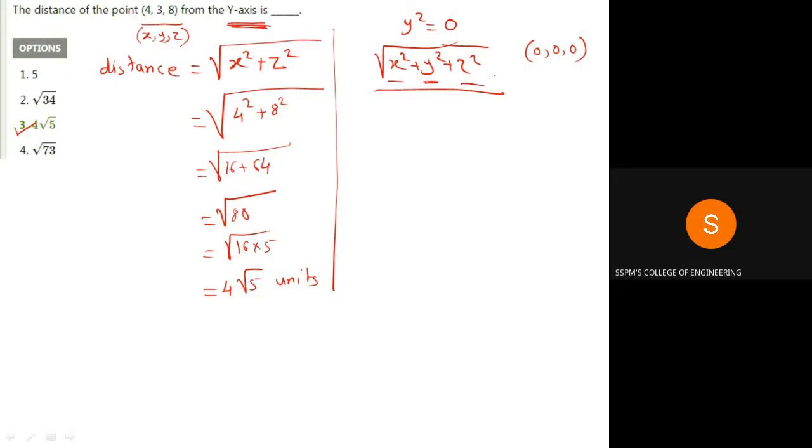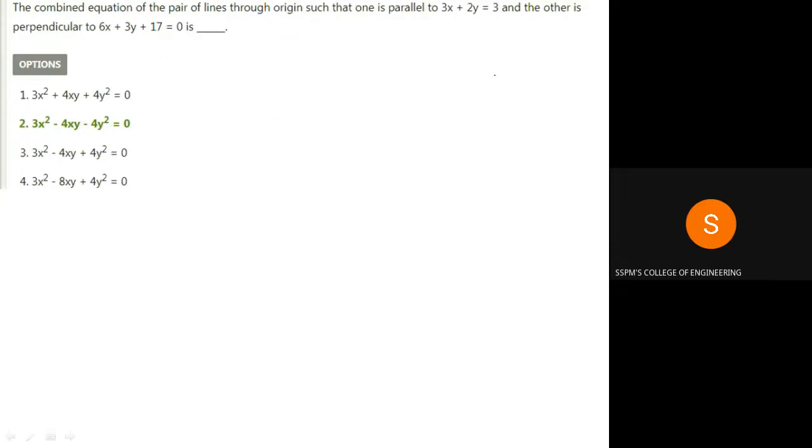Okay? Next example. So what is the question given? The combined equation of the pair of lines through the origin such that one is parallel to 3x plus 2y and the other is perpendicular to 6x plus 3y plus 17 is equal to 0. So we are given two lines. We have to find the combined equation of the two lines. So suppose those lines are L1 and L2.